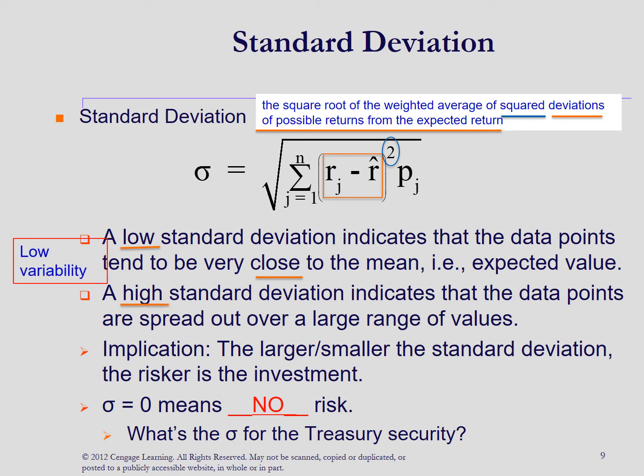A high standard deviation means the squared deviations of possible returns from the expected return are large, which means all the possible returns tend to be spread out over a large range of values. In other words, the variability is high. So, we can conclude that the larger the standard deviation, the riskier the investment. When the standard deviation is equal to 0, there is no risk.